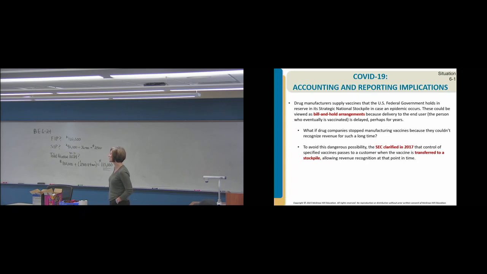What if drug companies stopped manufacturing vaccines because they couldn't recognize revenue for such a long time? Well, we know how the government is. Always a special consideration for them. So under normal circumstances, we would call this a build and hold arrangement, but guess what? The government's special. They need to be able to recognize revenue when they want. So, like it says, to avoid this dangerous possibility, the SEC, the Securities and Exchange Commission, clarified that control of specified vaccine passes to a customer when the vaccine is transferred to the stockpile.